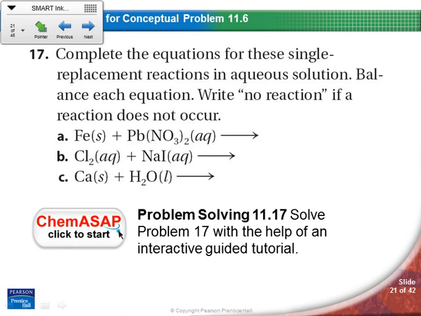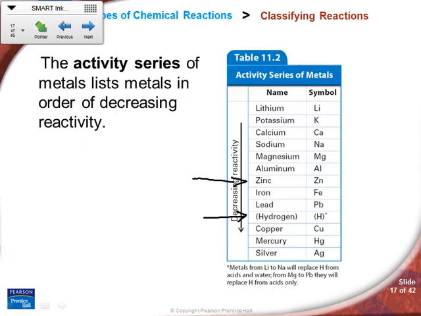Couple more examples here. I was going to say I'd let you try these on your own. Well, here, we'll look at the activity series, and then I'll let you try them on your own after we check it. So, the iron is by itself. What is it going to try to replace here? The lead. So we just have to figure out, will it replace the lead?